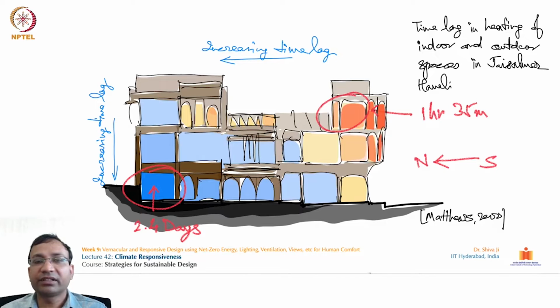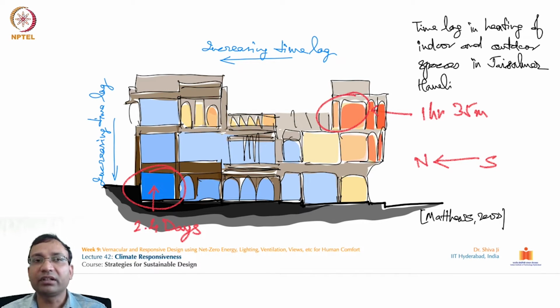Further to this, I think this is a very well-known graphic or illustration for us. We may have seen it already n number of times. If you see how the Havelis in Jaisalmer, India have been designed, this is taken from Matthews 2000. This side is the north and this side is south.